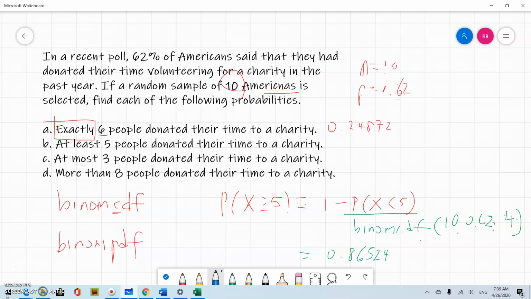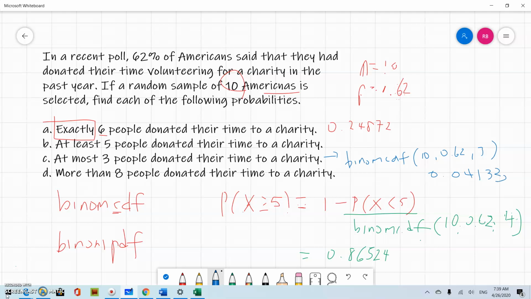Let's do C. At most 3 people. This one is just binomial CDF. So 10, 0.62, 3. That's all you need to do. So I get 0.04133.